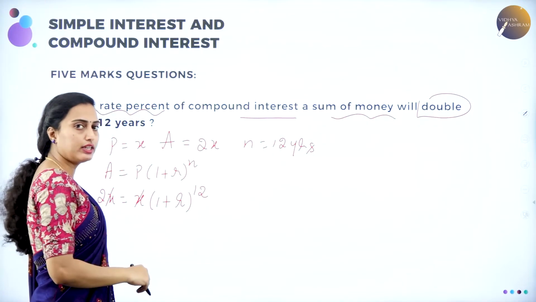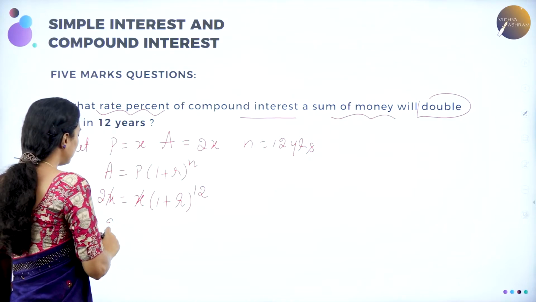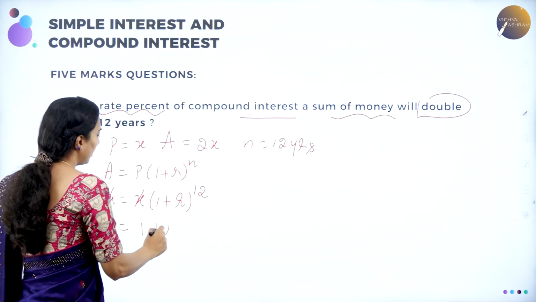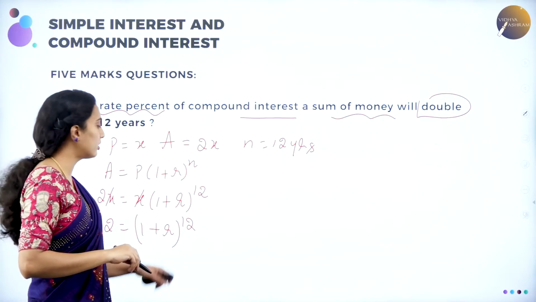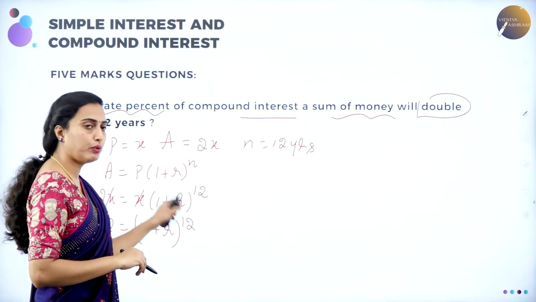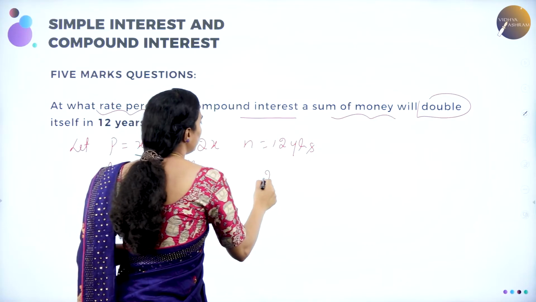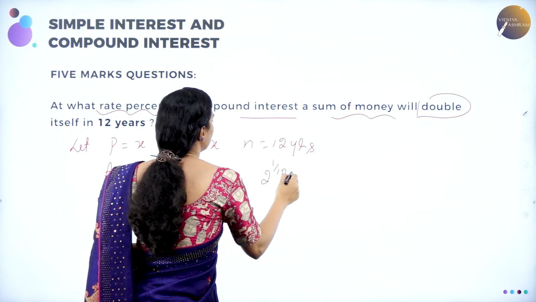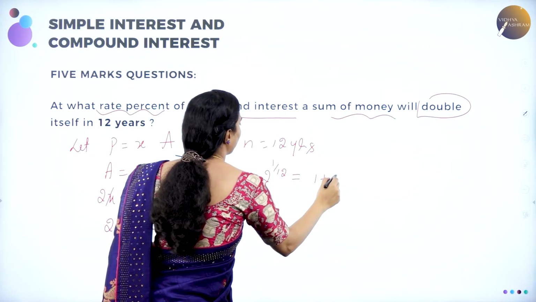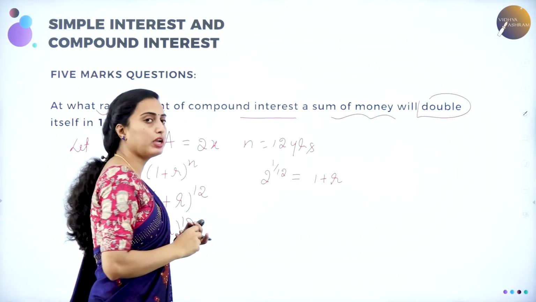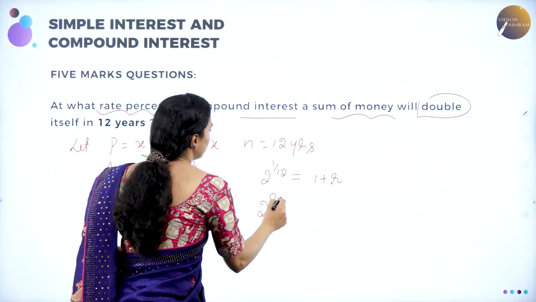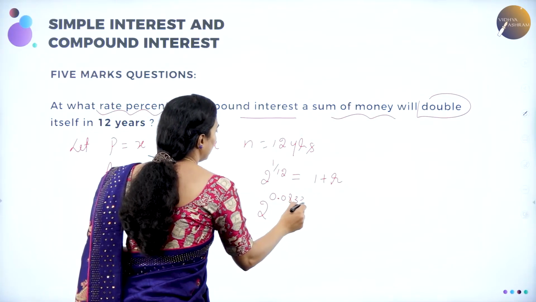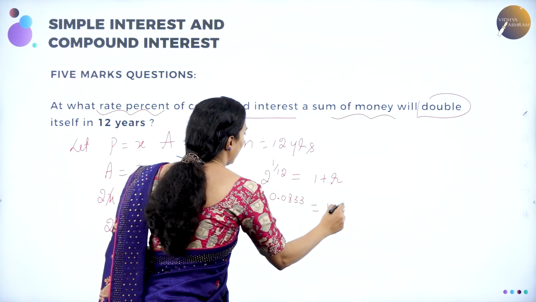Now x will get cancelled, you are going to remain with 2 is equals to 1 plus R whole to the power of 12. As I told you, you can take log on both the sides or you can shift 12 to that side, it will become 2 to the power of 1 by 12 is equals to 1 plus R. Let me calculate this 1 by 12. This will be equal to 2 to the power of 0.0833 is equals to 1 plus R.